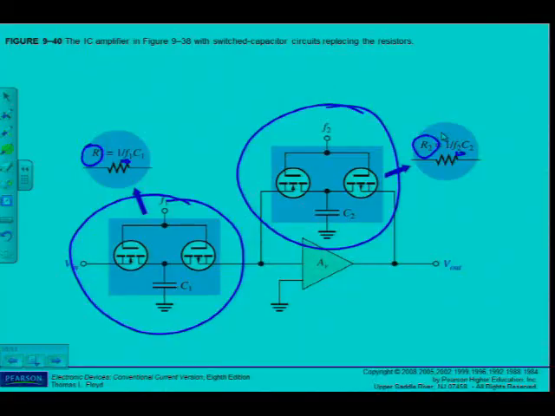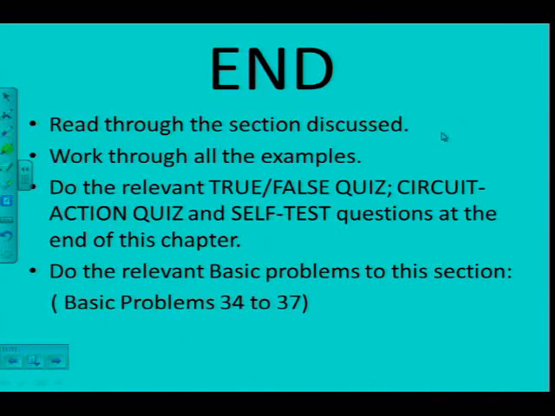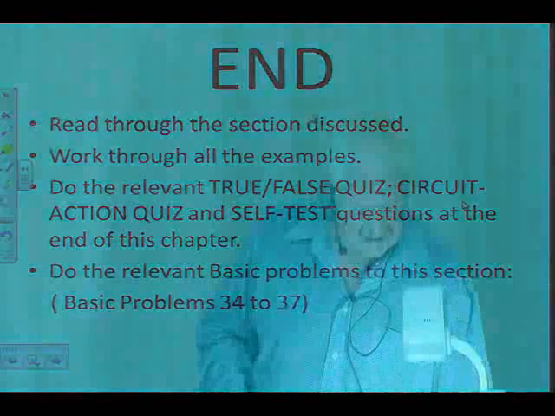All right, so that is another application of the MOSFETs in analog switching. As we can see, basically just again theory in that specific section. So please read through the sections again, work through there, although there are not that many examples, and then of course do the relevant basic problems, in this case only from 34 to 37. All right, that concludes then MOSFET analog switching.